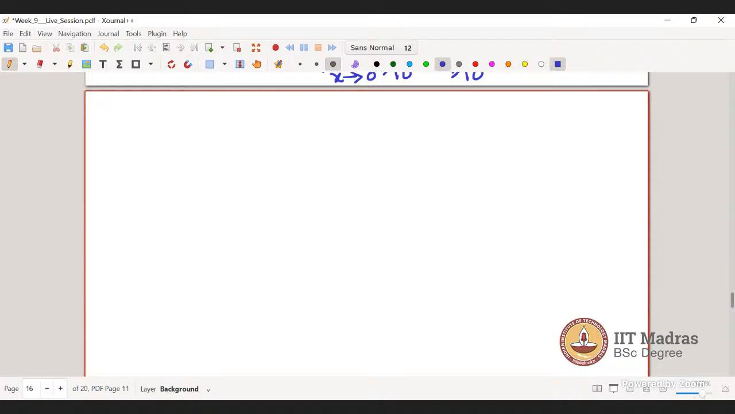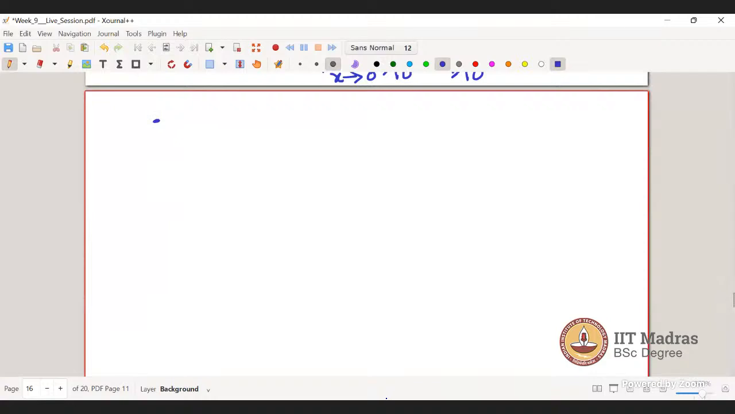But it means the same thing, sir. If the limit doesn't exist, it means the function is discontinuous at that point. That's what he's asking. That is true. But the converse is not true. Okay, I'll come to that.